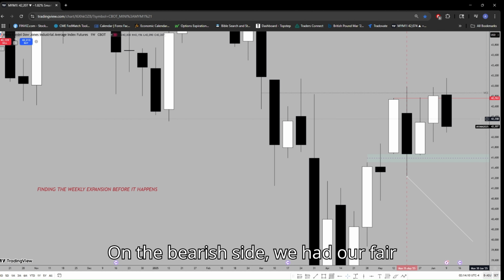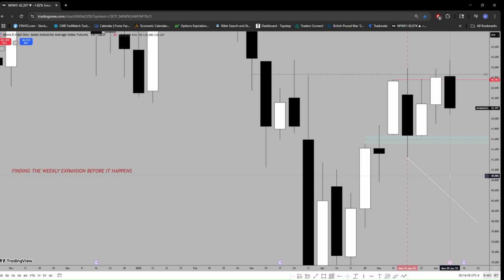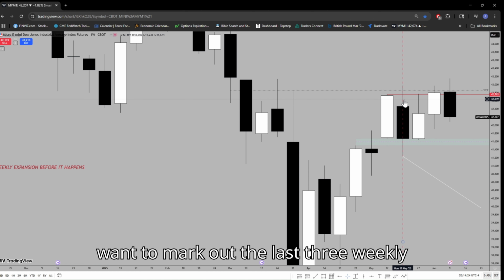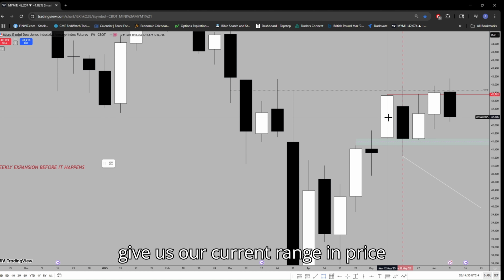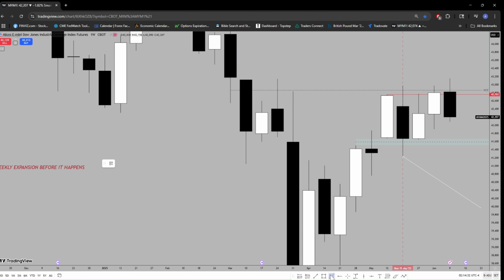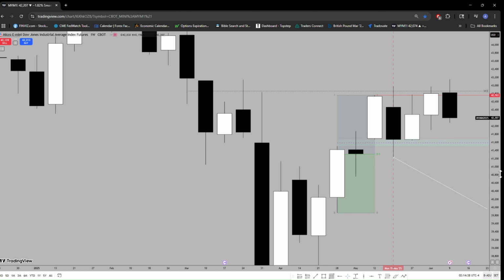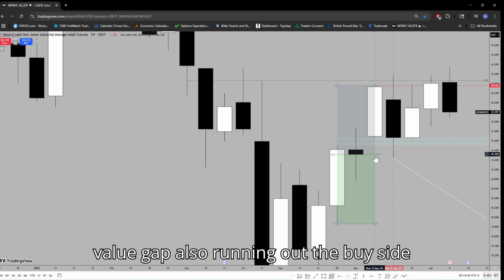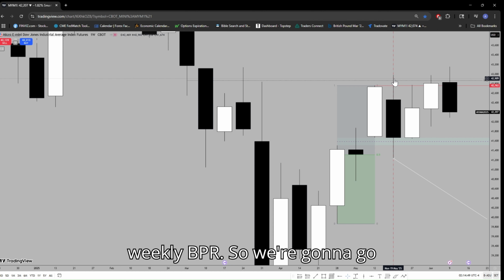On the bearish side, we had our fair value gap. So at the start of the week, every Sunday, we want to mark out the last three weekly candles. This will give us our current range in price, or let's say our look back in price. As you can see, in hindsight, we traded back into the 50% as well as the fair value gap, also running out the buy side liquidity into 50% of the weekly BPR.